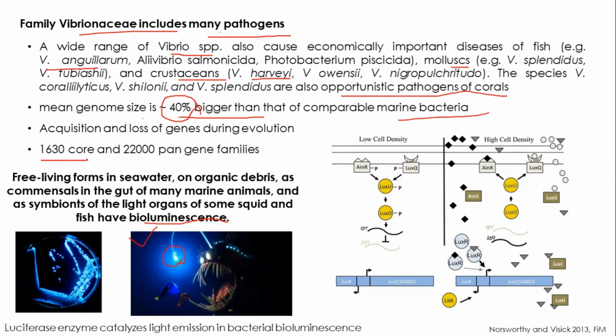This is also very peculiar to the Vibrio, that they have close to 1600 core genes. What core and pan means is that, suppose you have 30 different species within Vibrio, then 1600 genes are core to all the 30 Vibrio. Whereas if you add species A, suppose having 4000 genes, species B having 6000 genes, likewise they have 22,000 genes. So out of 22,000 genes, only 1630 are core genes.